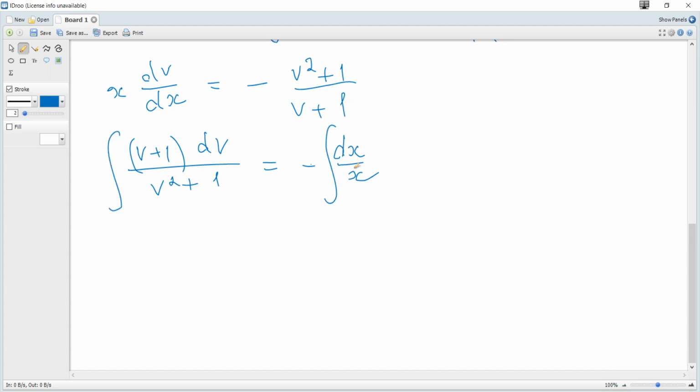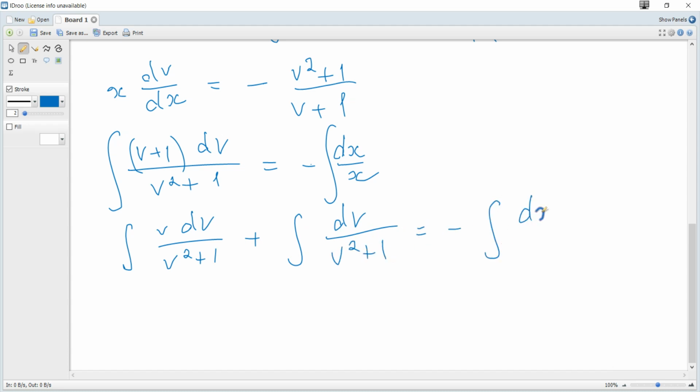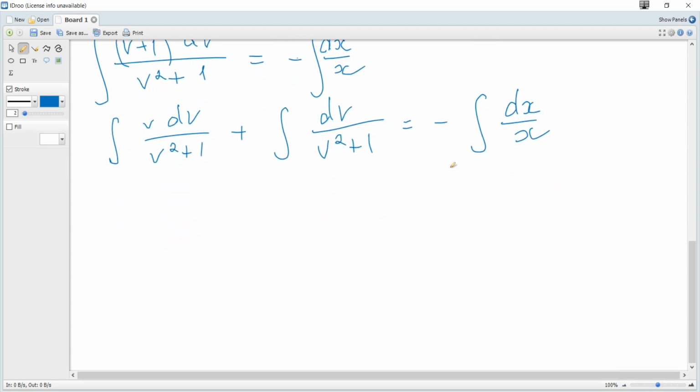The right hand side is just ln, it's easy, but what about the left hand side? We can split it into two parts, so it becomes integral v dv over v squared plus 1 plus integral dv over v squared plus 1 is minus integral dx over x. It's arctangent, it's just data booklet, the formula is given.